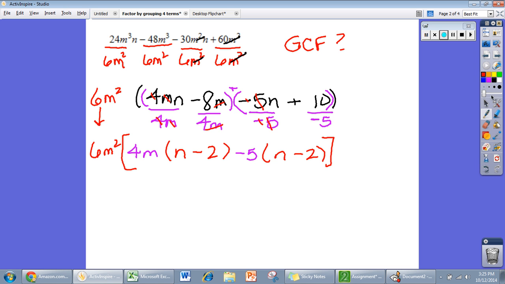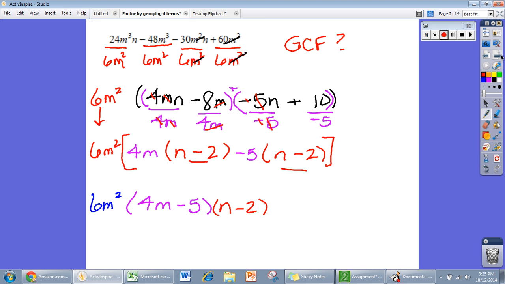Okay, bringing it all together, I've got my greatest common factor for my first step that I did. The 2 in purple. 4m minus 5 was my first binomial, and the ones that match in red, I can see they're the same, giving me confidence I did the problem correctly. N minus 2, and this would be my complete final answer for the second problem. 6m squared times 4m minus 5 times n minus 2.